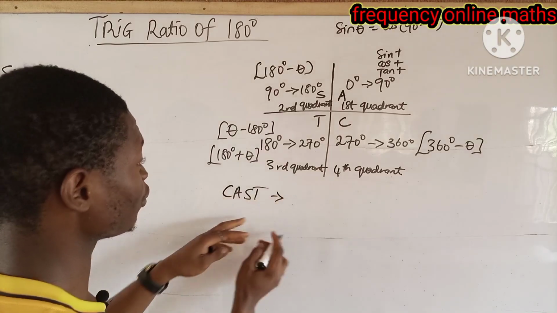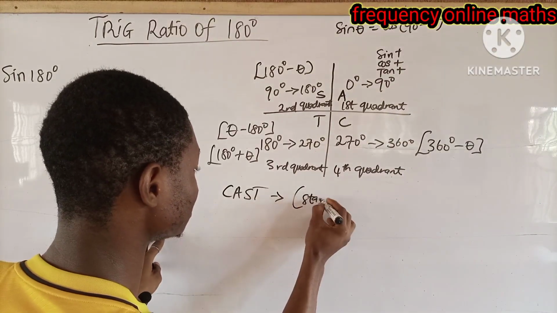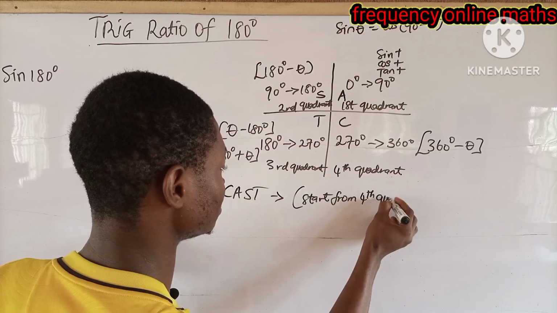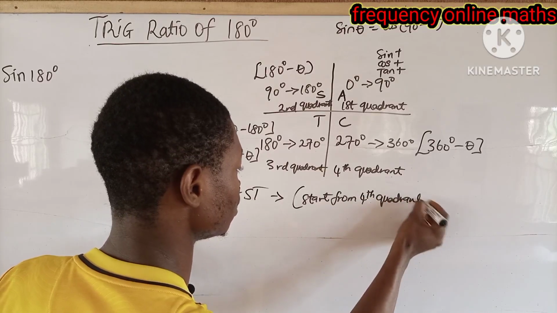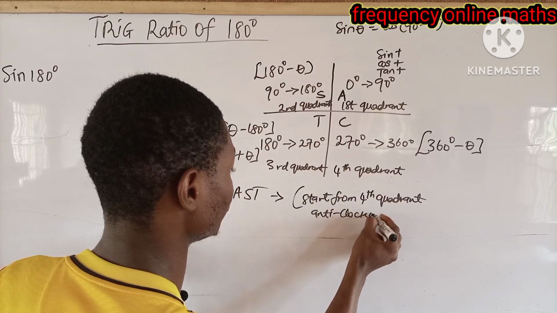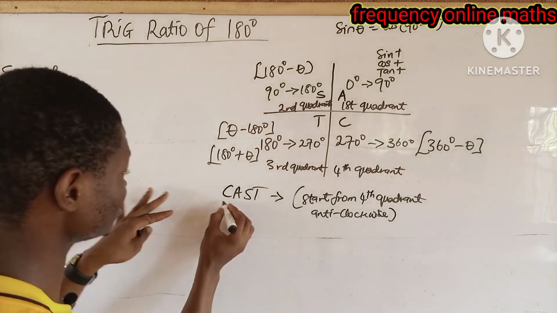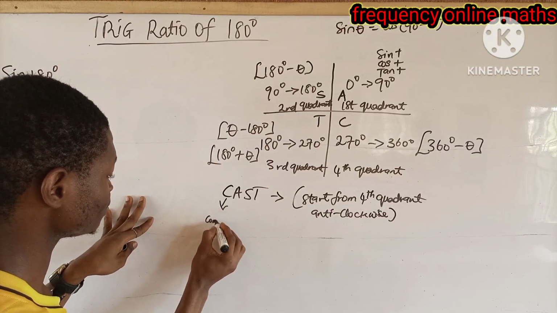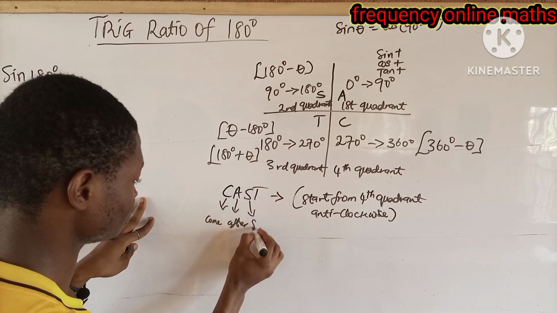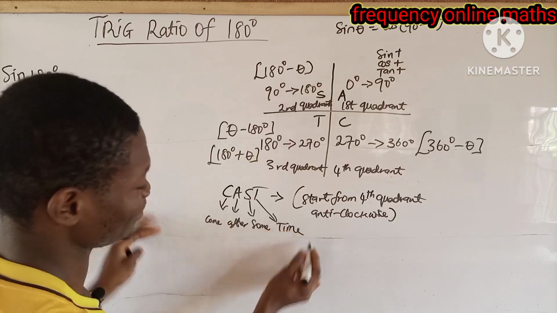You are going to start from the fourth quadrant, anti-clockwise. Start from the fourth quadrant, anti-clockwise. So that's for this one. This CAST, you can just say is come after some time. So you have to use it and remember it.